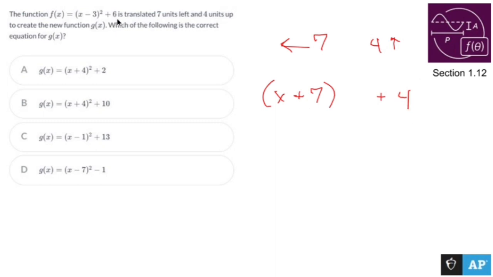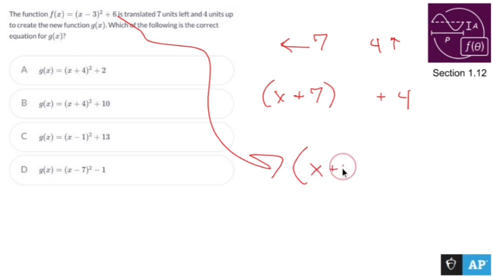So given the information right here, x minus 3, we're going to add 7 to that x minus 3 and end up with (x plus 4) squared. We're going to add 4 to 6, making that 10. And at the end of the day, g of x, which is what we're trying to find, is going to be (x plus 4) squared plus 10, which is b.